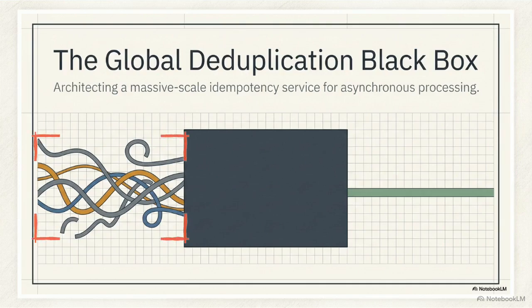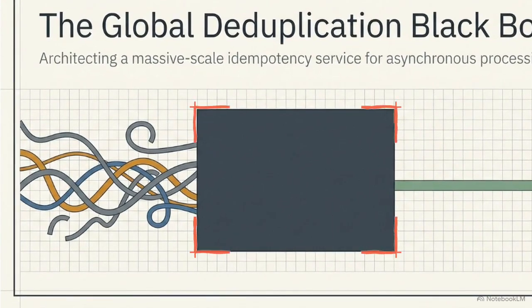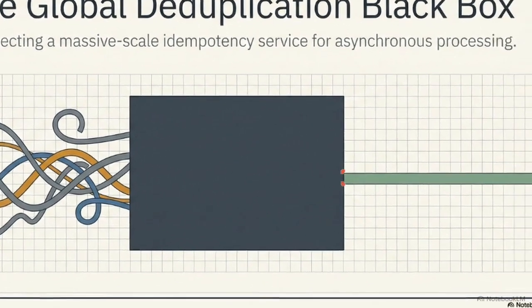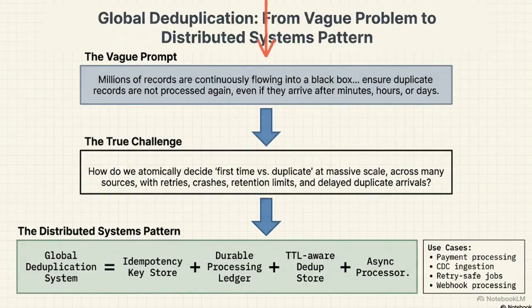This illustration captures the messy reality of asynchronous data processing. The prompt is to build a system that ingests millions of overlapping records flowing into a black box, ensuring duplicates are never processed, even if they arrive minutes, hours, or days apart. This chart shows the exact step-by-step translation from that vague prompt into a structured distributed systems pattern.